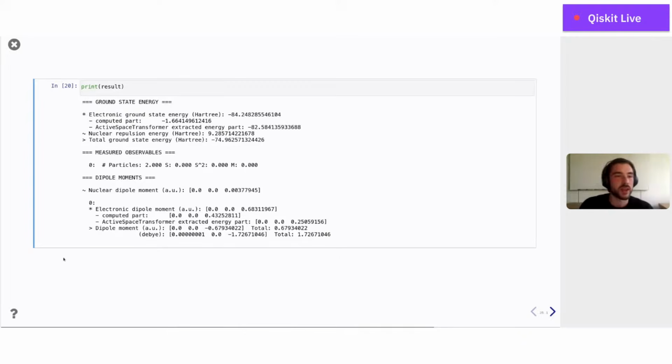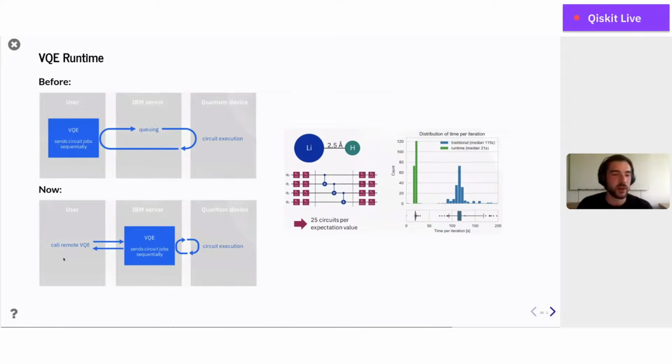Instead, I would like to take the last few minutes and talk about VQE Runtime. This is a new feature which we have added in the IBM Quantum Experience, and it allows us to greatly improve the performance of running VQE simulations. So before we had the VQE runtime, as a user, you would run a VQE locally, you would send the circuit jobs to the quantum device via the IBM server, where you would have to wait in a queue with all the other people that would also want to simulate some quantum circuits.